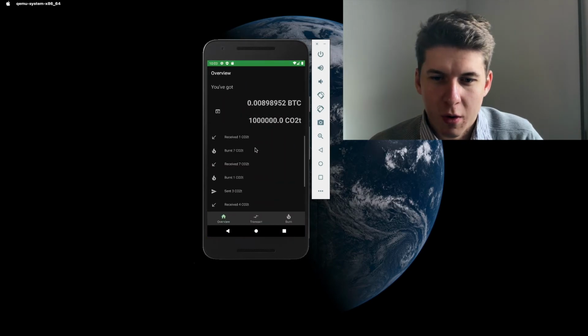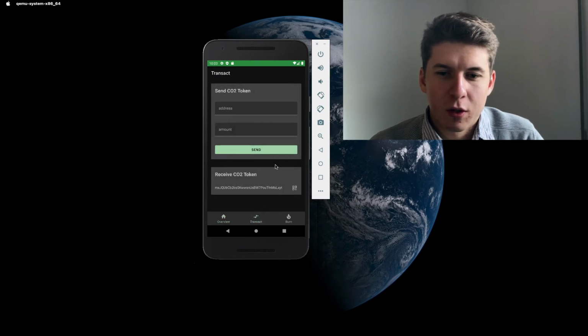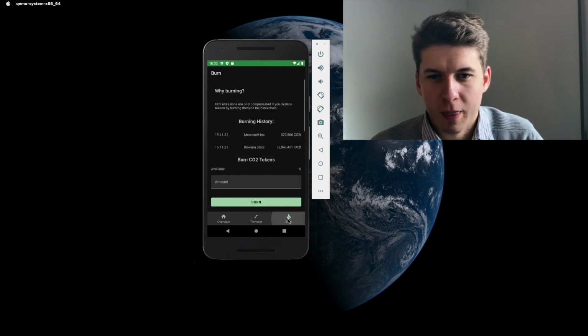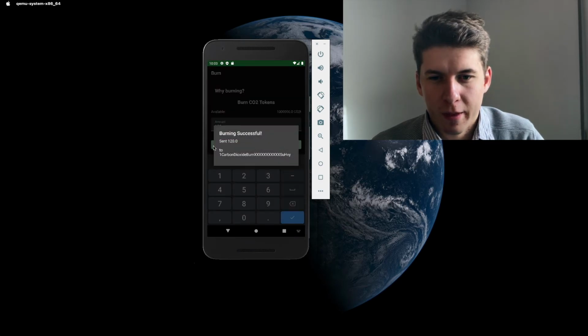So now we go back to our app. Once the forest owner receives this carbon dioxide token, he can sell them to carbon dioxide producers, for companies, for example. Here we see our burning history. And the forest owner can also burn tokens. For example, we can burn 120 carbon dioxide tokens. So once these tokens are burned, they are going out of circulation.